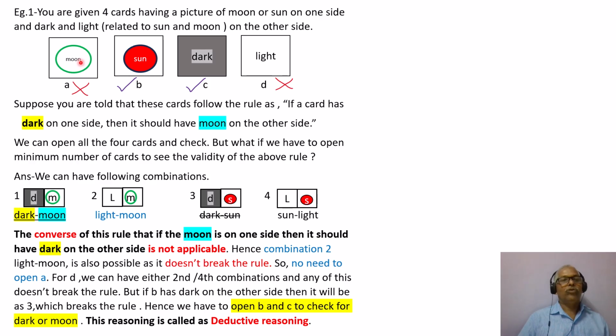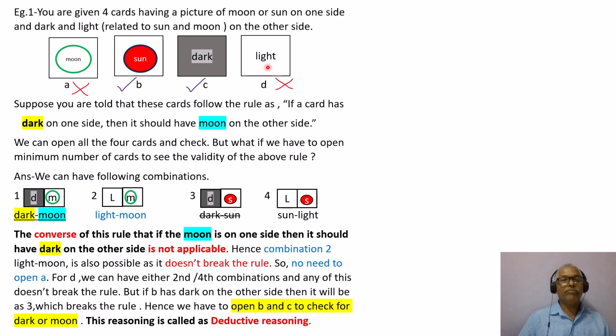So this can have dark and this can have light, because even if there is light on that side, it doesn't break the rule. The rule is still valid. So no need to open A.